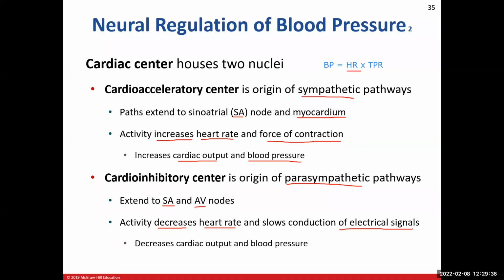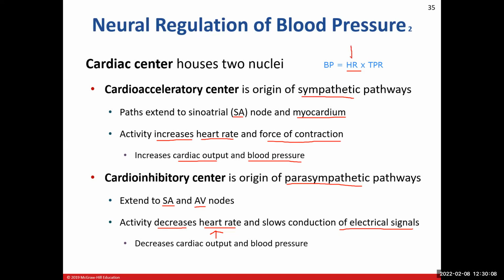Remember, the AV node will slow things down. That's our bottleneck. That's to make sure that the ventricles and the atria aren't contracting on top of one another. All right, so it slows things down. Here's the thing. Our cardioinhibitory center can only decrease heart rate. It does not, I repeat, it does not decrease the force of contraction. So again, it's going to decrease the heart rate right here.